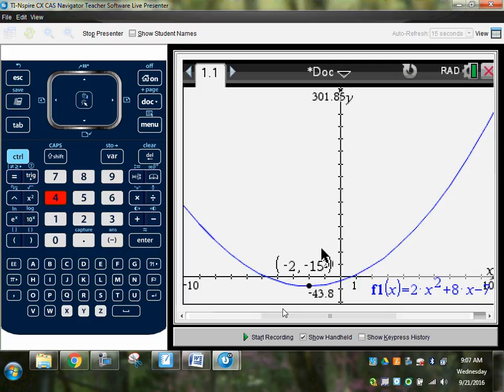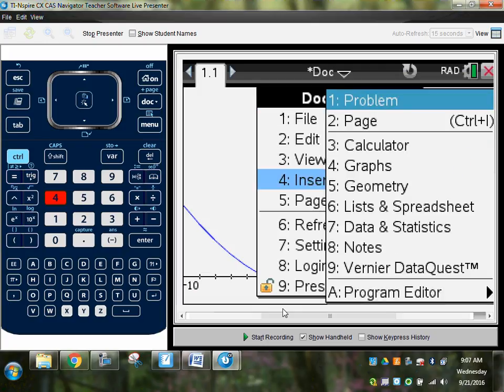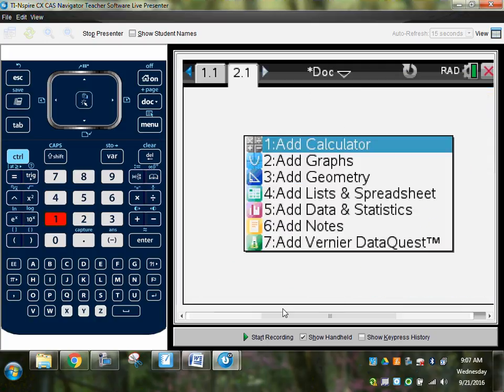Go into Doc. Go down to Insert, which is 4. And we need to insert a new problem. Now, which one do you think you're going to pick if we're doing a new problem? 1, yeah. So hit that. Notice the tab at the top says 2.1 now. So that just makes it so you don't have to constantly go back to that home screen, erase everything, and so on.